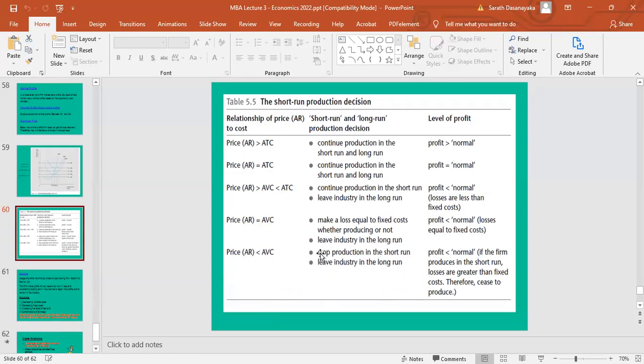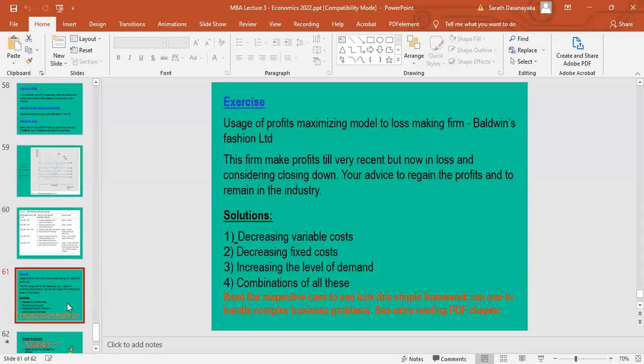This is a situation where they are stopping it, making a loss equal to the fixed cost, and still they would like to continue, because the fixed cost is already incurred. Therefore, they are covering part of the fixed cost by operating. But in this other situation, they are closing down. That is the way the companies are working.